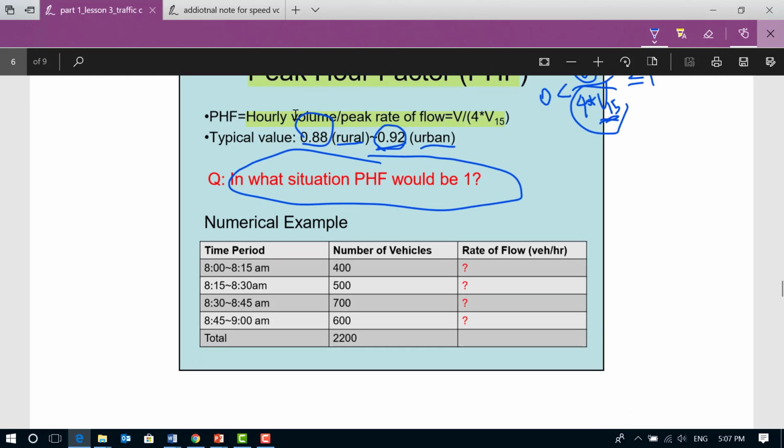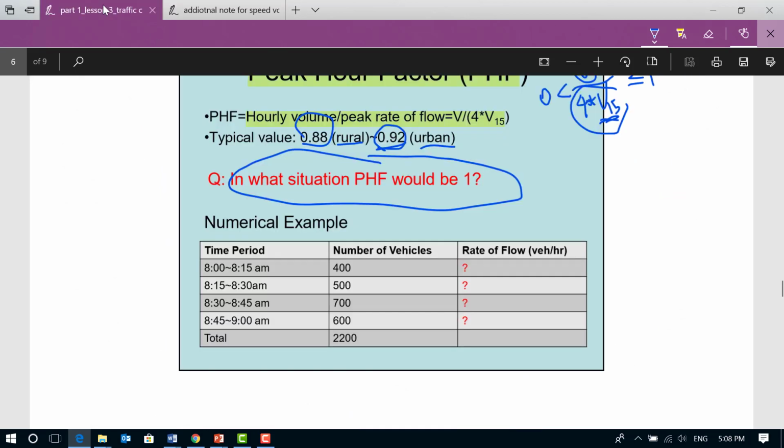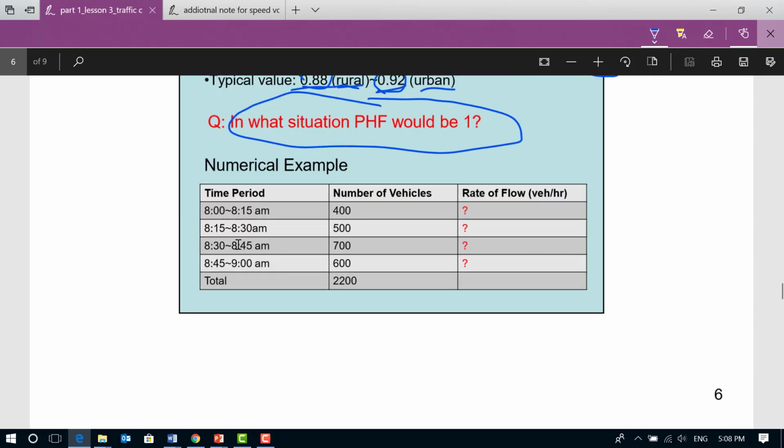So by understanding that, let's get back to our example right here. For this example, the volume is 950, the peak rate of flow is 1200. So we find the PHF is 0.79. It's relatively small. That means the traffic volume is not stable. So it's even less than the rural default. Okay, so let's see another example.